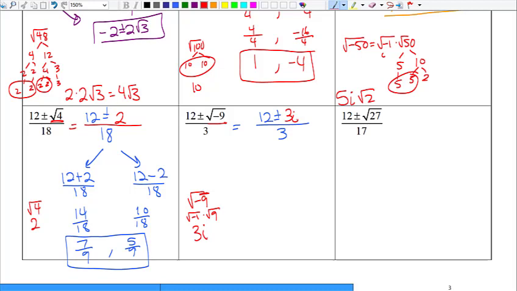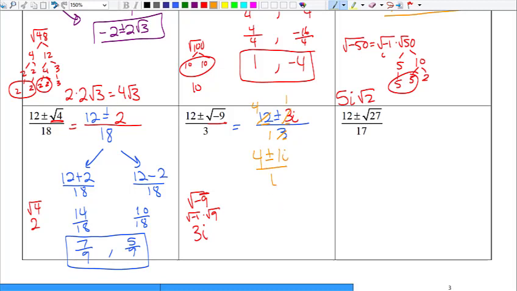Because this has an i, I need to break this up into the real part, which is, actually I can reduce first, can't I? Let's do that first. 12, 3, and 3. What can 12, 3, and 3 all be divided by? Well, they all can be divided by 3. So if I divide 12 by 3, I get 4. Divide 3 by 3, you get 1. Divide 3 by 3, you'll get 1. So that gets you 4 plus or minus 1i over 1.